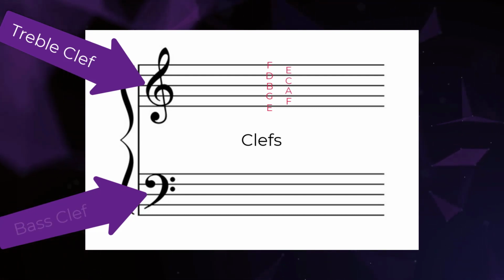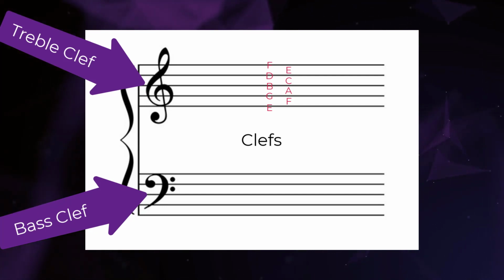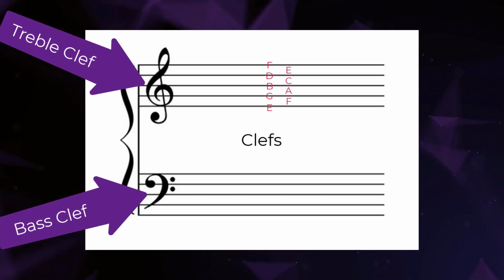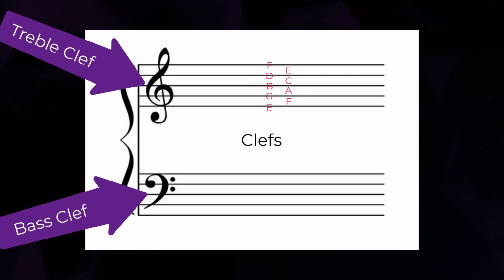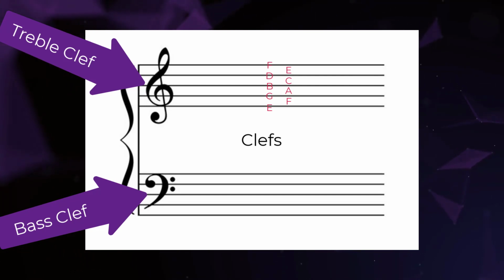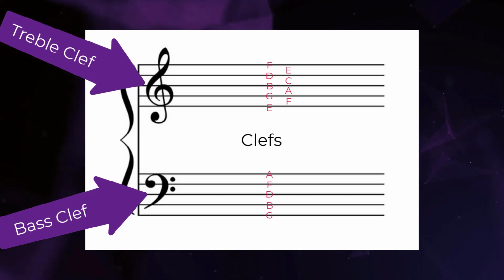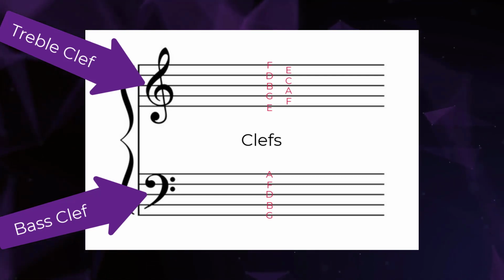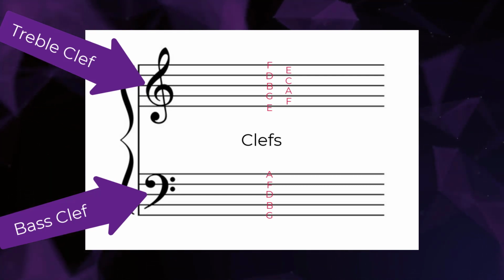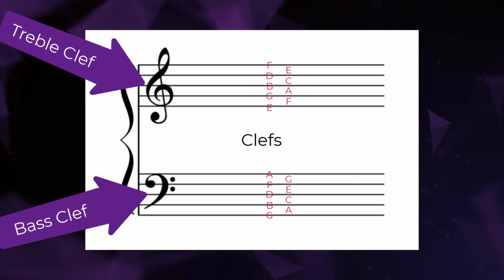The bass clef, also known as the F clef, indicates lower pitches, with all of them being below middle C on the piano, without ledger lines. The notes on the lines of the bass clef are G, B, D, F, A, or good burritos don't fall apart. The spaces are A, C, E, G, or all cows eat grass.